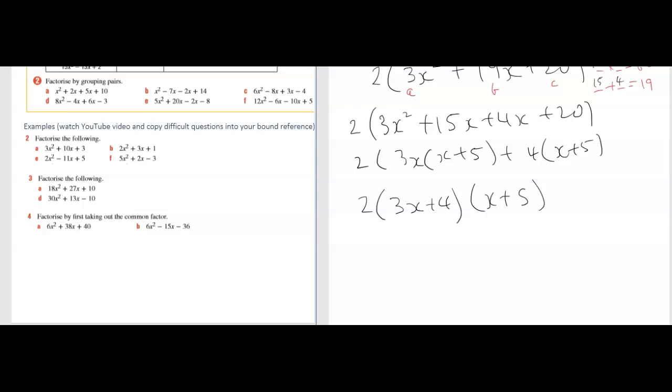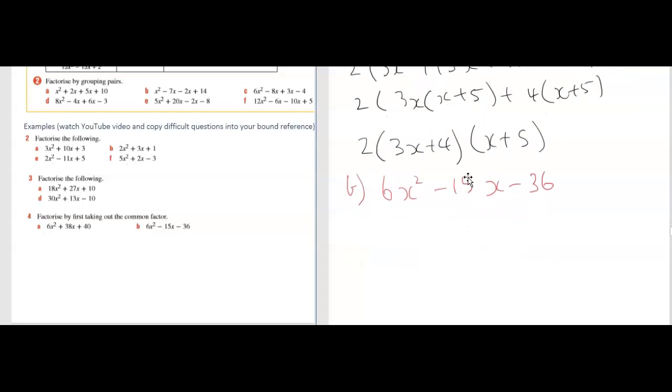Now, if you wanted to, you can go ahead and expand that to prove that you're right. So in a test, if you ever wanted to check, you can easily check. Another way of checking without expanding it is just substituting in a number for both. And if you get the same answer, you're probably right.